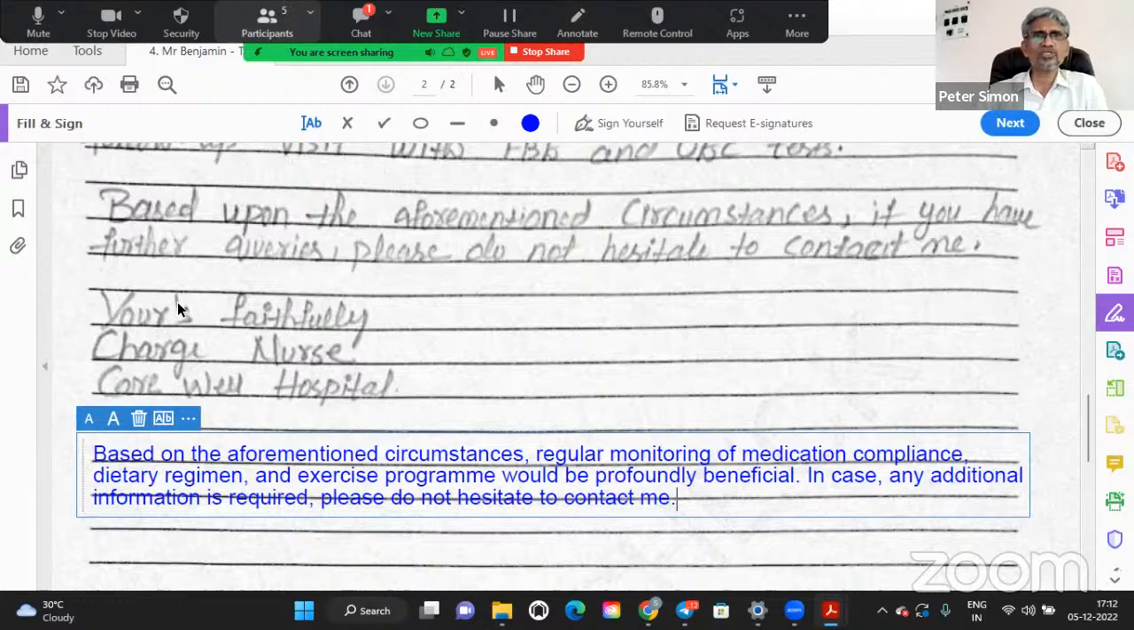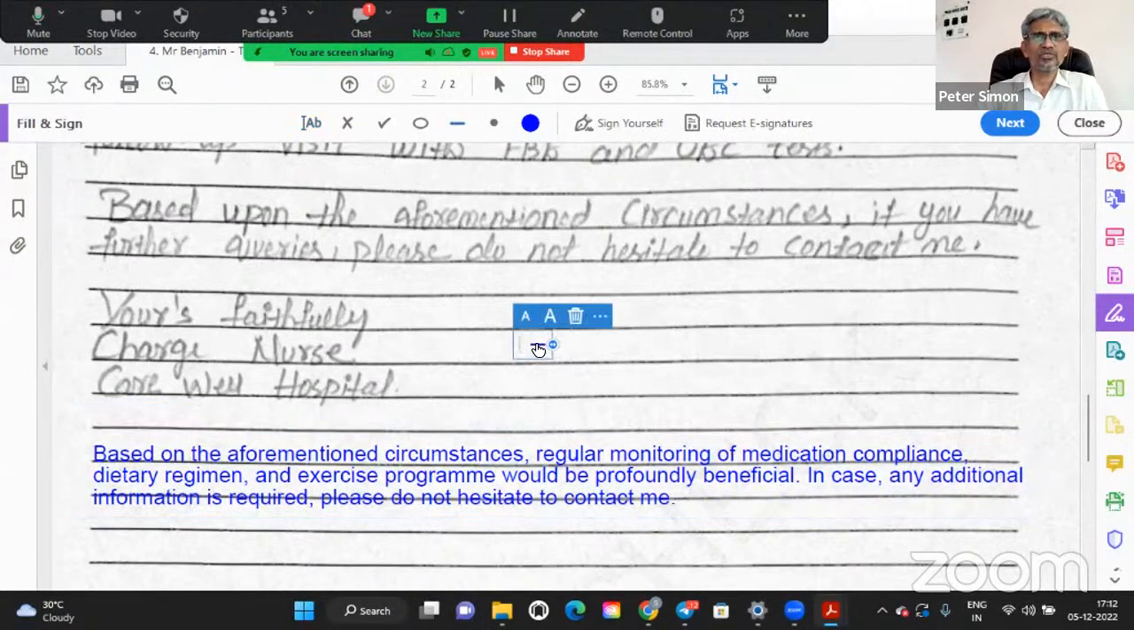What is this, yours apostrophe? How many letters have you written? In your previous letters, have you written like this? That means I am crazy. I did not correct your letter. Yours faithfully. You are going in 15 days for the exam and still you are writing this.